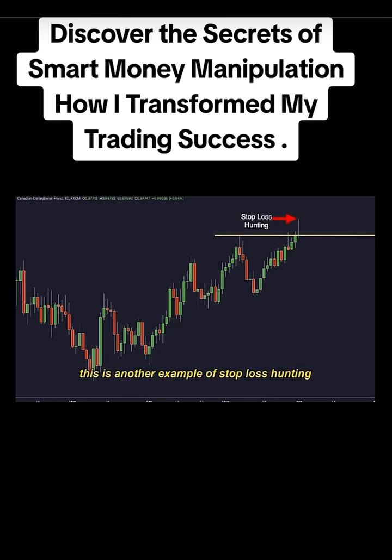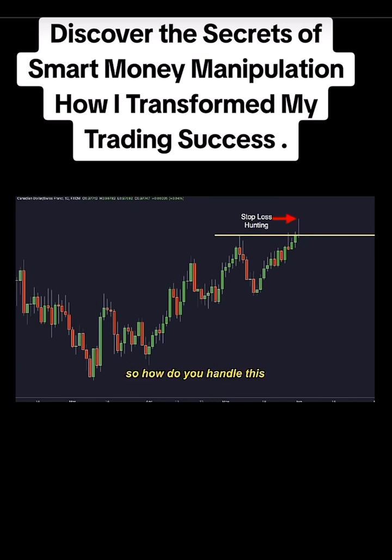Frustrating, right? This is another example of stop-loss hunting. This is when market makers push the price just above the resistance level to trigger stop losses of traders who are short. It's their way of clearing out positions before the market moves in the anticipated direction. It can be annoying, but it's important to stay calm and not let it shake you out.